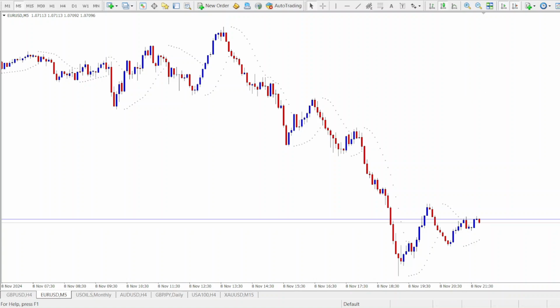The parabolic SAR stands for parabolic stop and reverse. So the SAR there stands for stop and reverse. It is a trend following indicator and it's pretty unique in that it shows potential points of reversal in the market. As we can see, these points indicated by the parabolic SAR are potential reversal points.